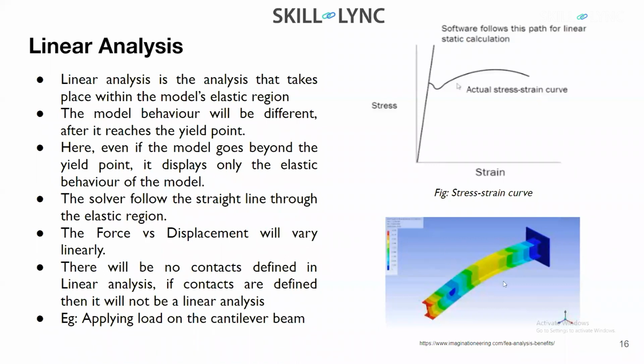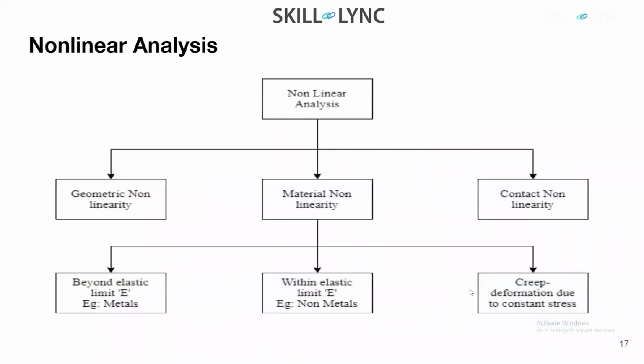The left bottom corner, as you can see, is an example of a linear static analysis done on a cantilever beam, where there is a point load applied on the free end, on the I section of the cantilever beam, and you can see the amount of displacement on your beam. Then you have your nonlinear analysis, which is categorized into three different types: geometric nonlinearity, material nonlinearity, and contact nonlinearity.